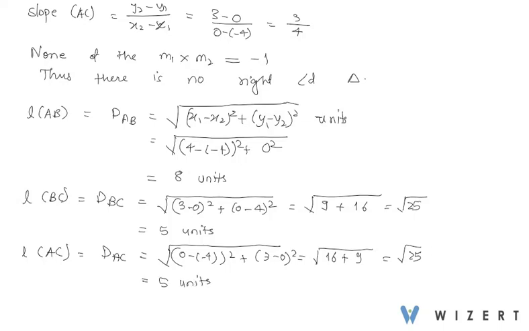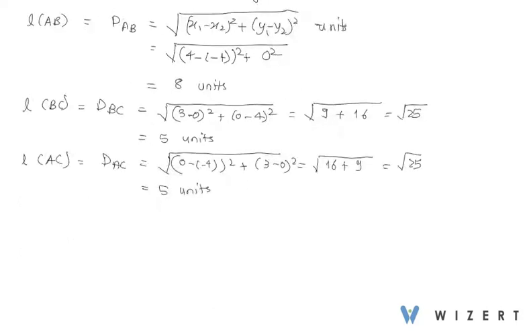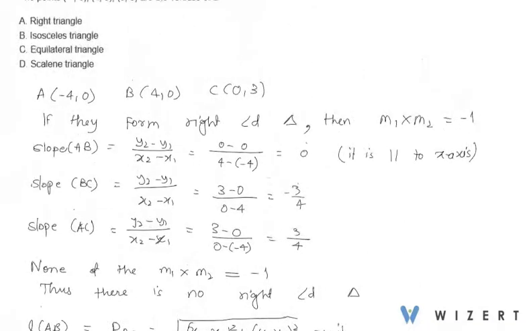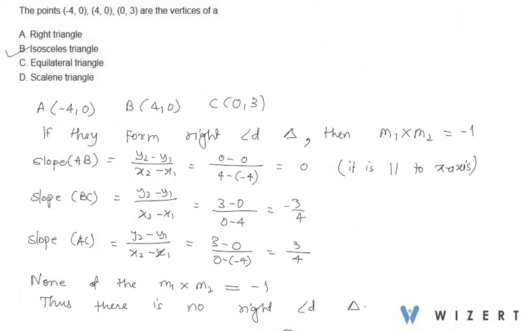Now looking at the lengths of the sides, we can say that two sides are equal. Therefore, two sides are equal in length, so they form an isosceles triangle. So let's see what the options are. Yes, the answer is option B, isosceles triangle.